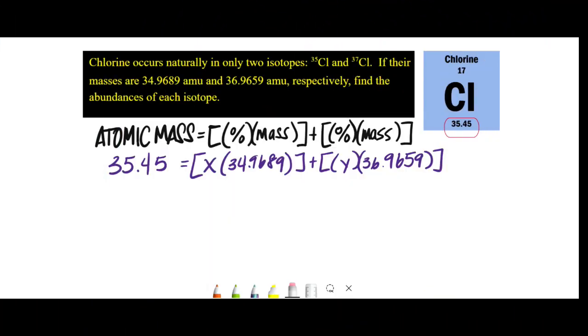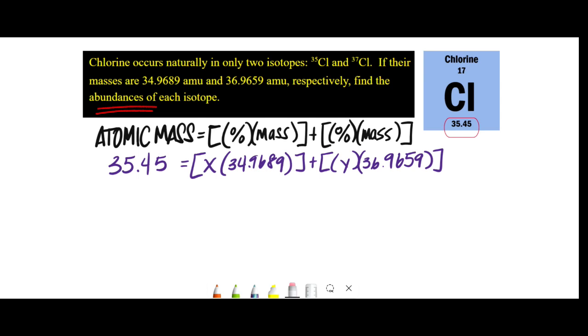Okay, so here's the question that we're going to tackle together. Let's read through it. Chlorine occurs naturally in only two isotopes, chlorine 35 and chlorine 37. Those are the mass numbers. Then we're given the actual masses of each individual isotope, and we're asked to find the abundances of each isotope.